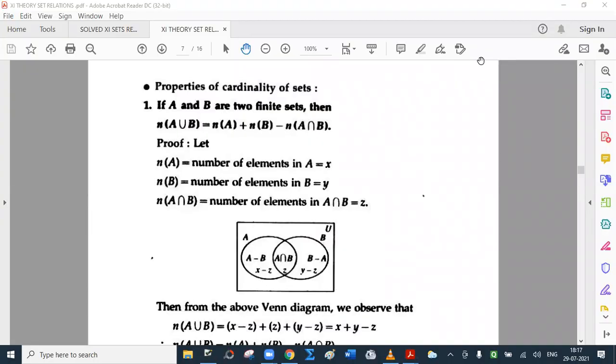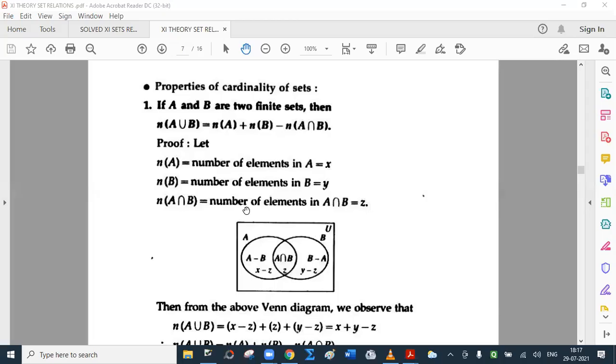Now, this is an important result. We'll be doing this in probability also, the addition theorem. But here we say it is the properties of cardinality of sets. The number of elements in the set is the cardinal number. We are going to prove this result. If A and B are two finite sets, then n of A union B is n of A plus n of B minus n of A intersection B.